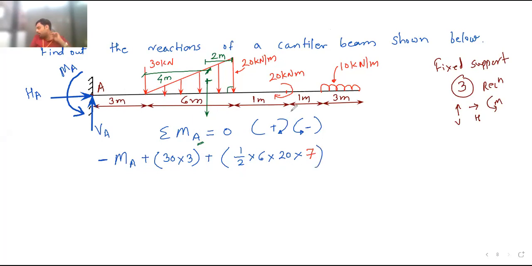Then this moment is rotating in clockwise direction, so it is plus. Am I right? Plus.